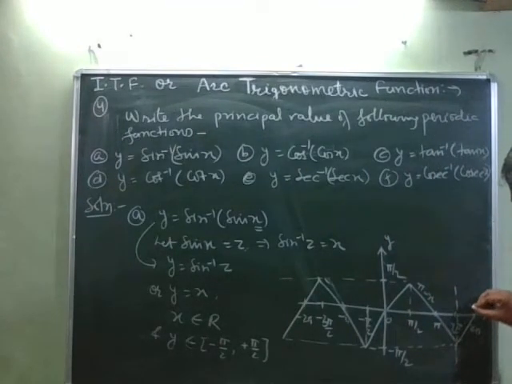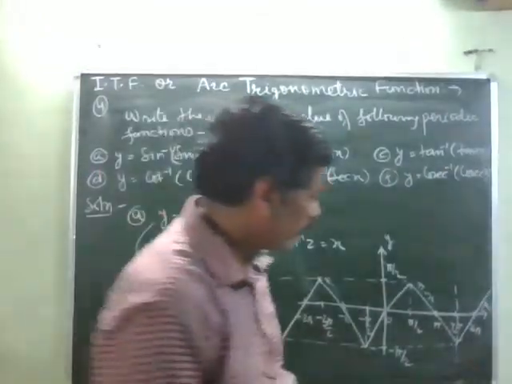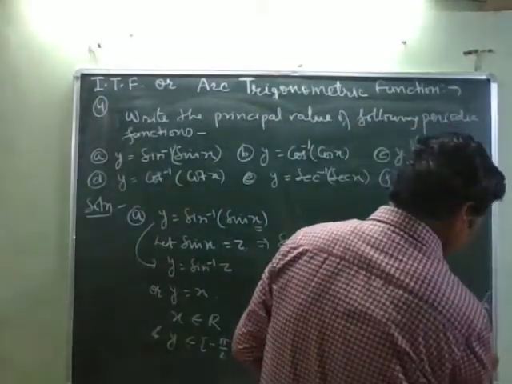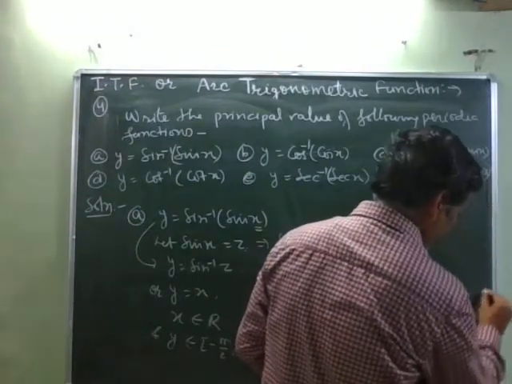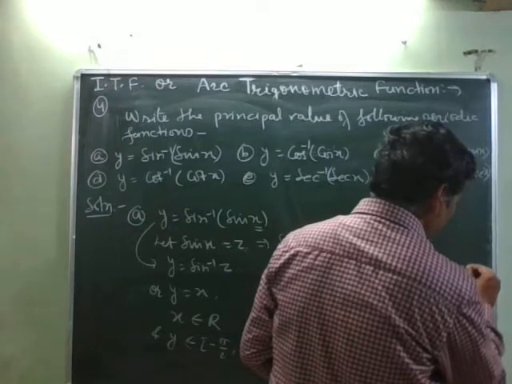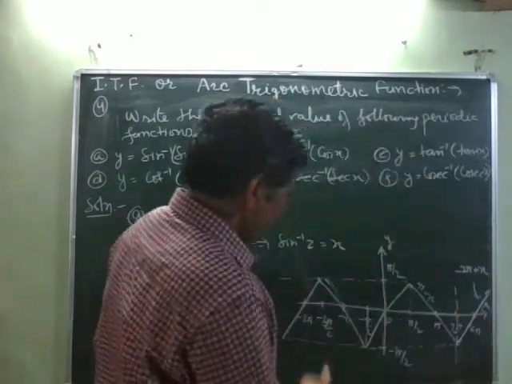It comes out to be, from this point to here on this line, -2 pi plus x. Here to here.